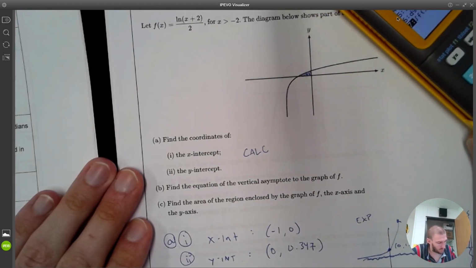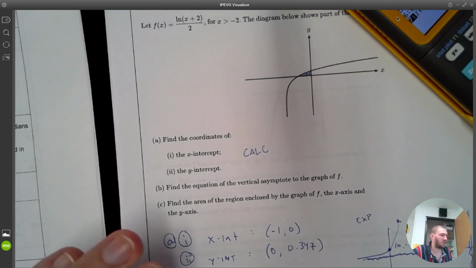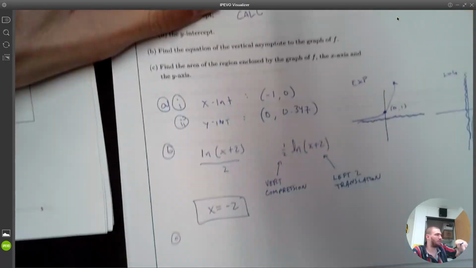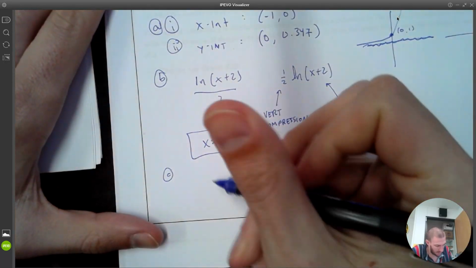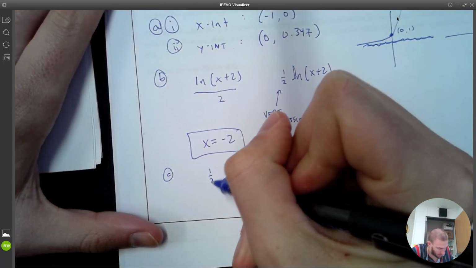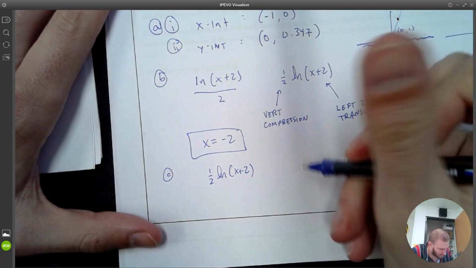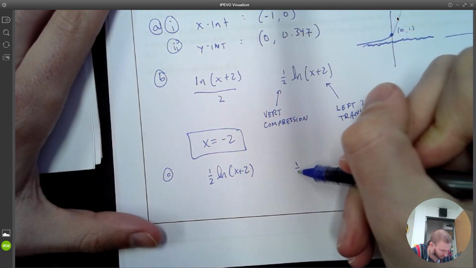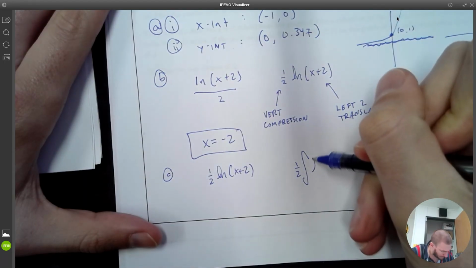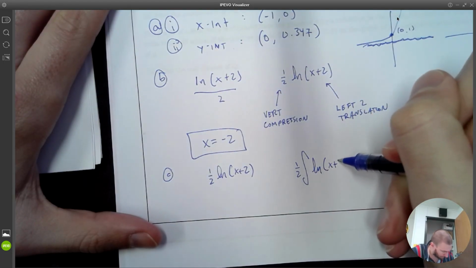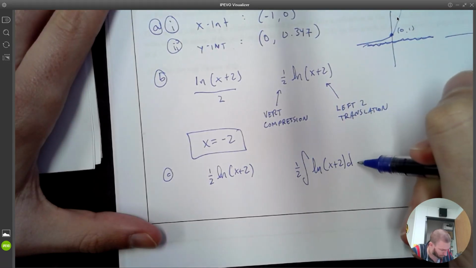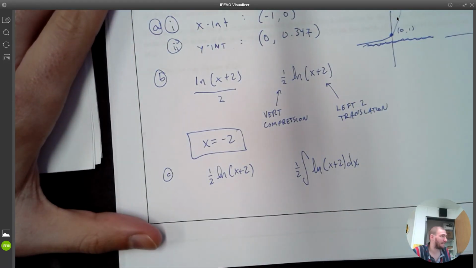I'm noticing it's only 2 marks, and so I'm likely getting just 1 mark for setting it up and 1 mark for the calculator answer. I have my 1/2 natural log of x plus 2. And so if I wanted to set up an integral, I'd set it up like this.